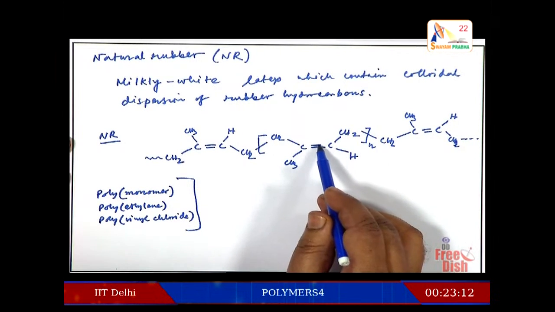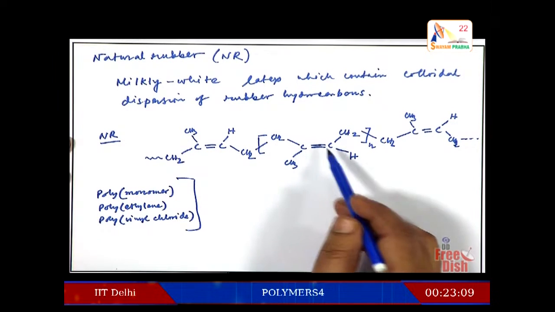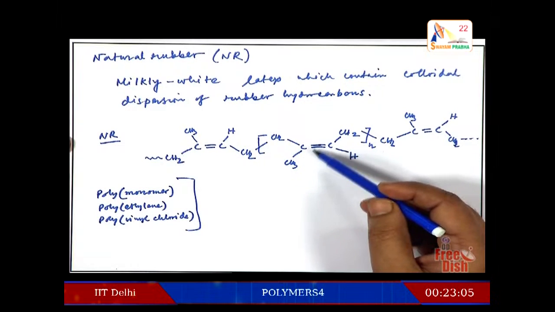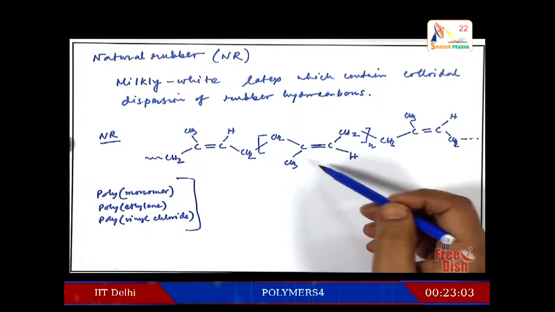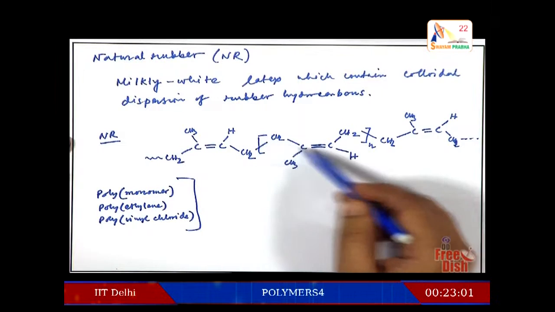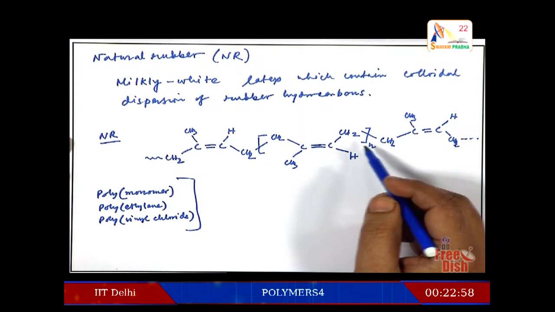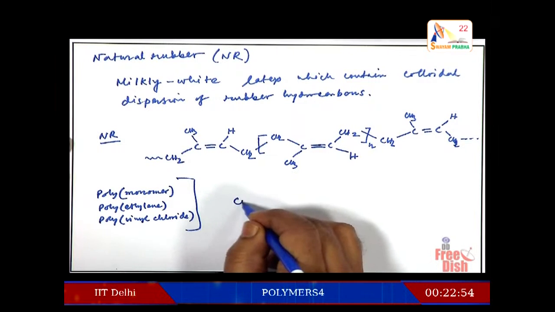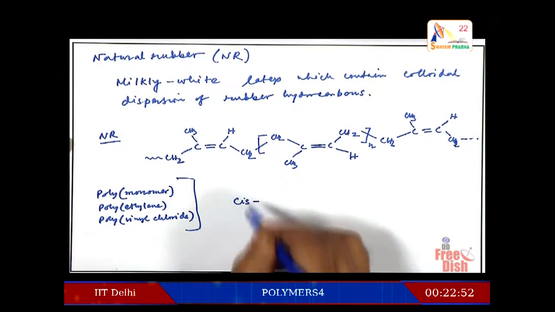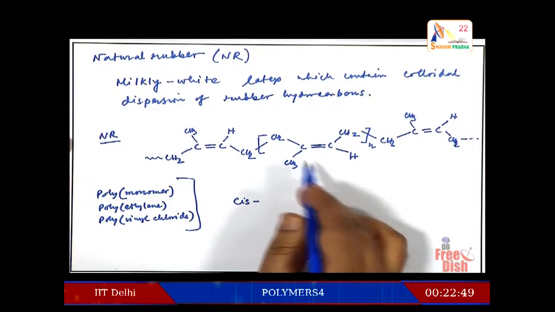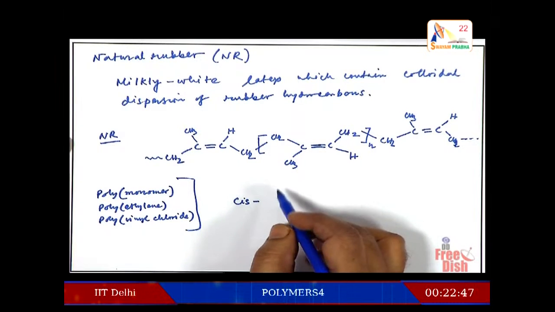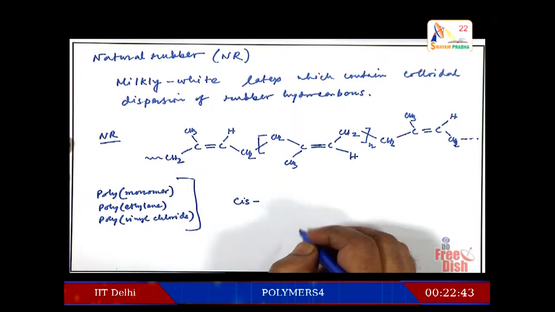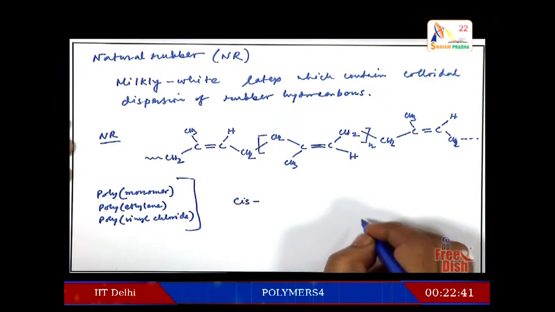Now, you can see there is a double bond here. As you have seen, if there is a double bond, there could be two possibilities, a cis configuration or a trans configuration, and in this case you can see this is a cis configuration. So, we can think that this is obtained from this monomer.